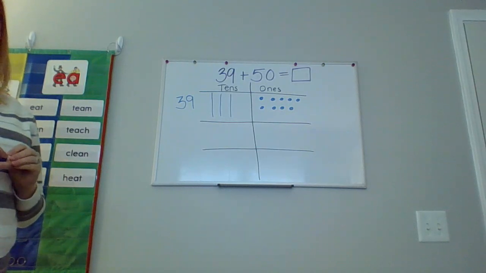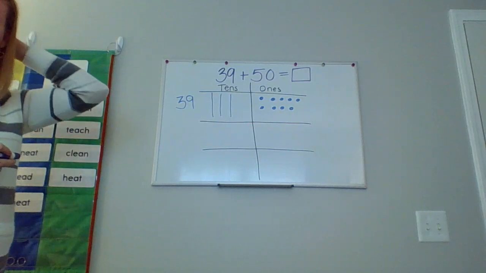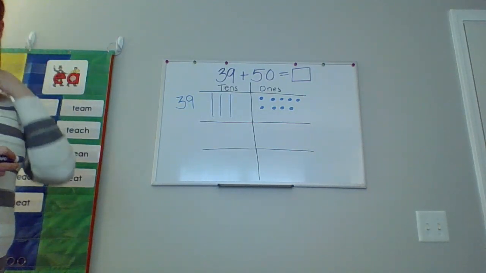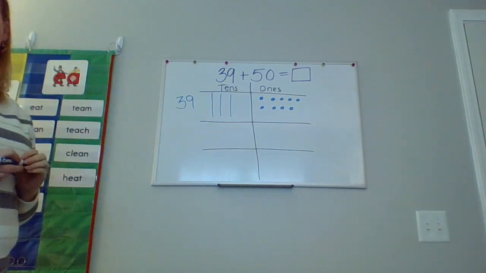How many ones are in the number 50? Journey, go for it, girl. How many ones are in the number 50? 0. Okay, so if there's 0 ones, how many tens are there, Journey?